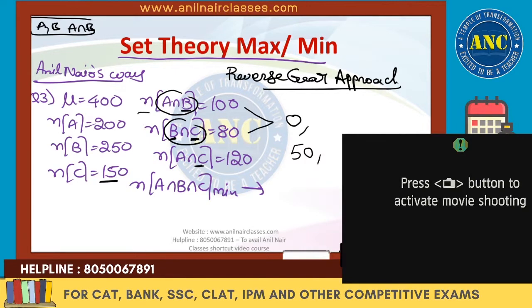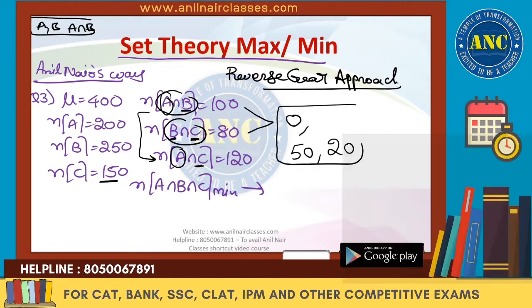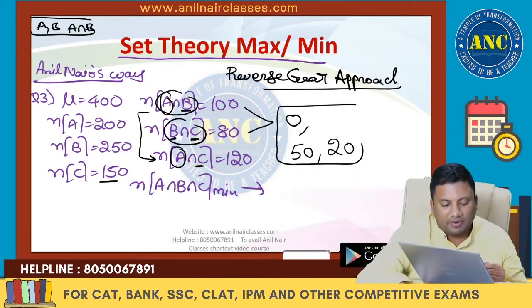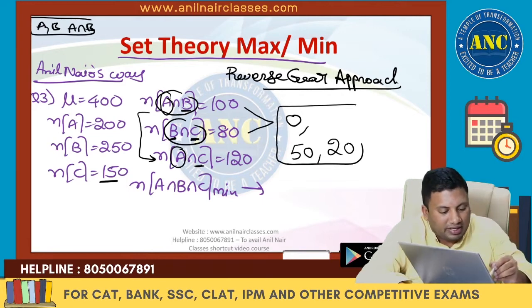Then do this with this with this. If I do A intersection B with A intersection C, what is common in both? A is nothing but 220 and you got 20. 0, 50 and 20, which we got. A intersection B intersection C.